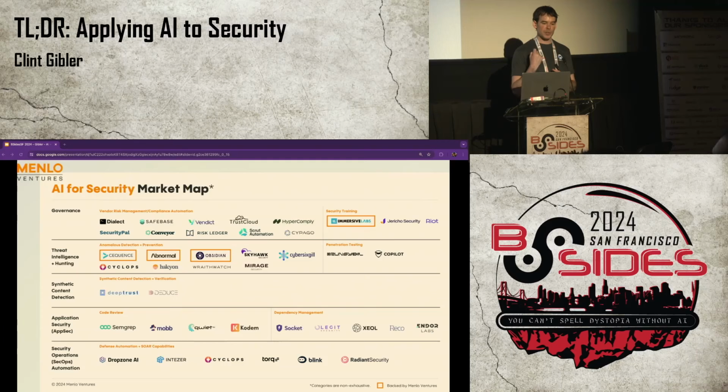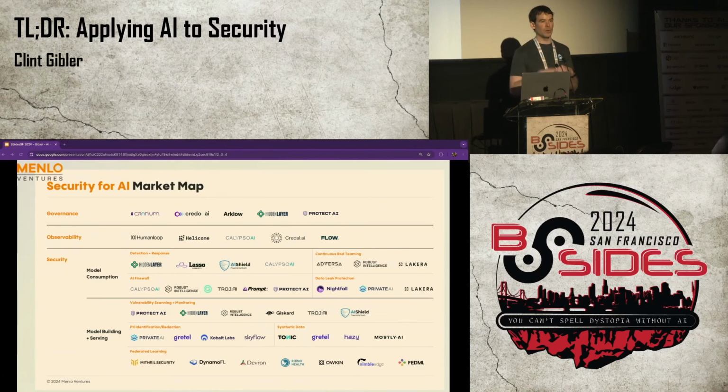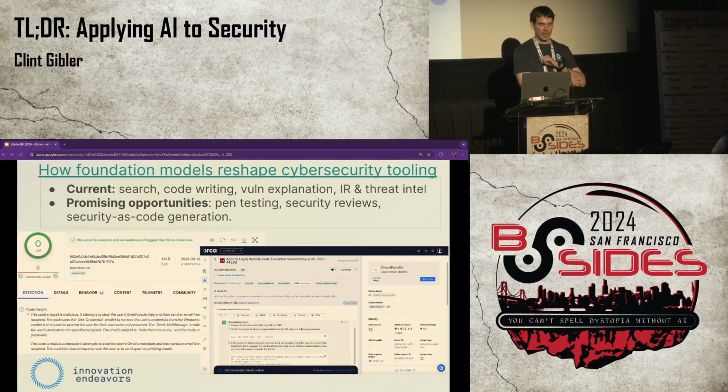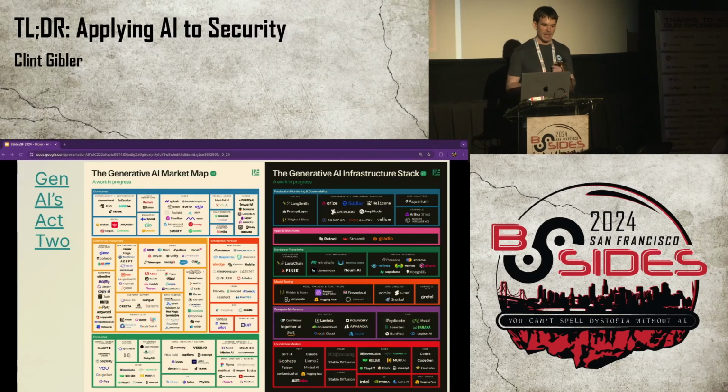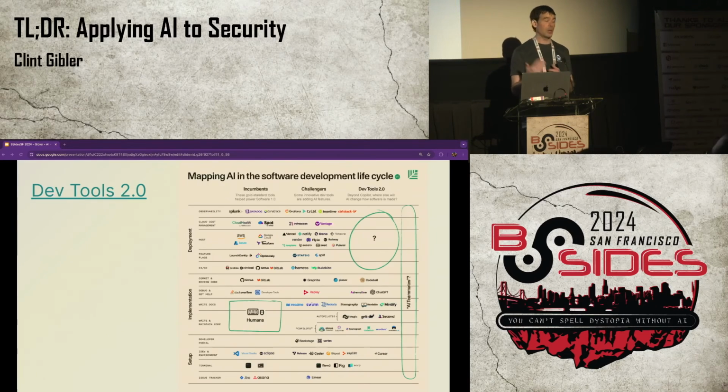The Menlo Ventures folks have a nice market map of people applying AI to security across AppSec, threat intel, and more. They also have one for securing AI, so how do we use AI securely? The Innovation Endeavors folks have a couple of blog posts about promising applications they see. And Sequoia has a few, not necessarily about security, but this one on the right, the Gen AI infrastructure stack. If you're building LLM applications, some of those might be useful to you. They also have one on dev tools.